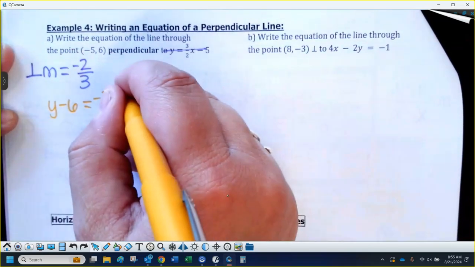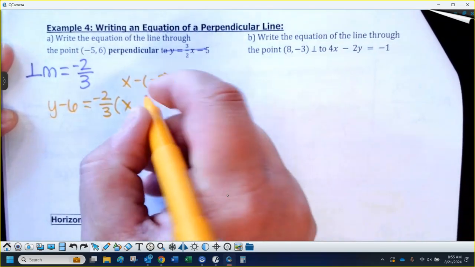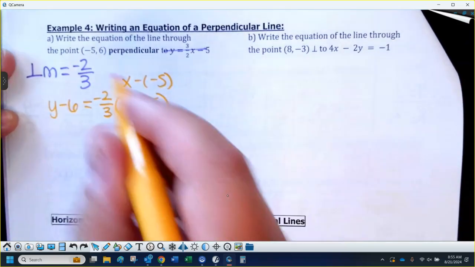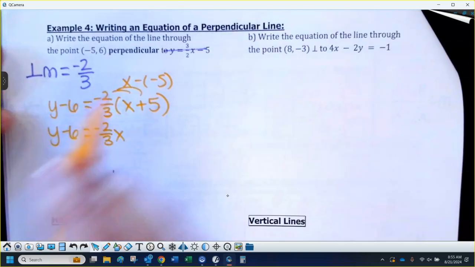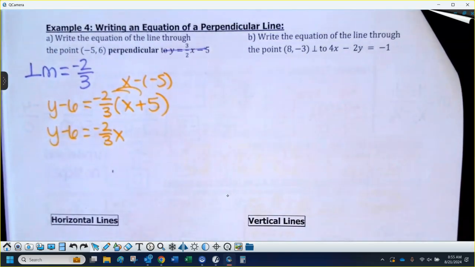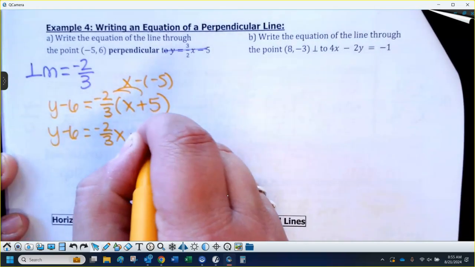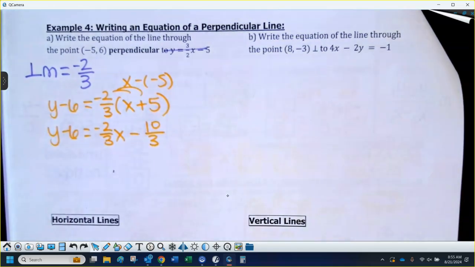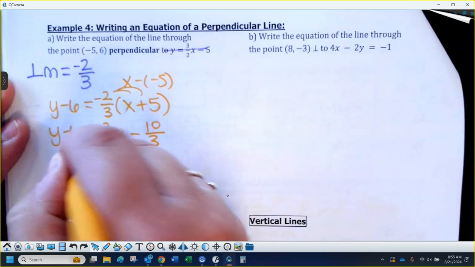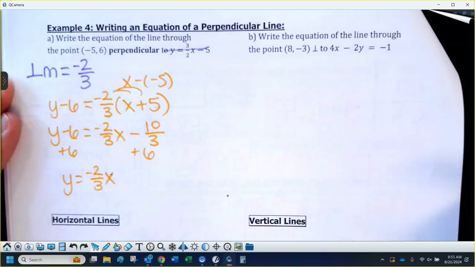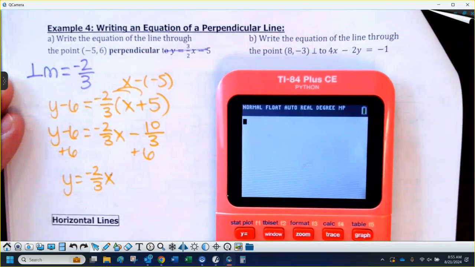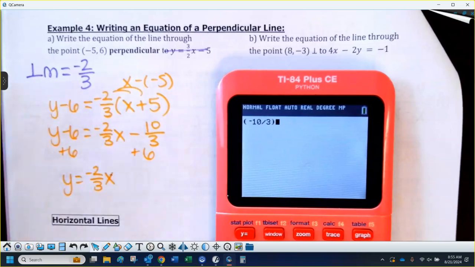Now this is going to be x minus a negative 5, so I'm just going to write x plus 5. Little distributive property: y minus 6 equals negative 2/3 x. If you multiply a fraction by a plain number like that, it's the numerator times the number, so negative 2 times 5 would be negative 10, and then over the denominator. And again, I'm just going to use my lovely resource, my calculator, because that's not a nice number. So I've got 2/3 x. I'm just going to grab my calculator here. I just do negative 10/3, put parentheses around it, and I'm going to add 6.